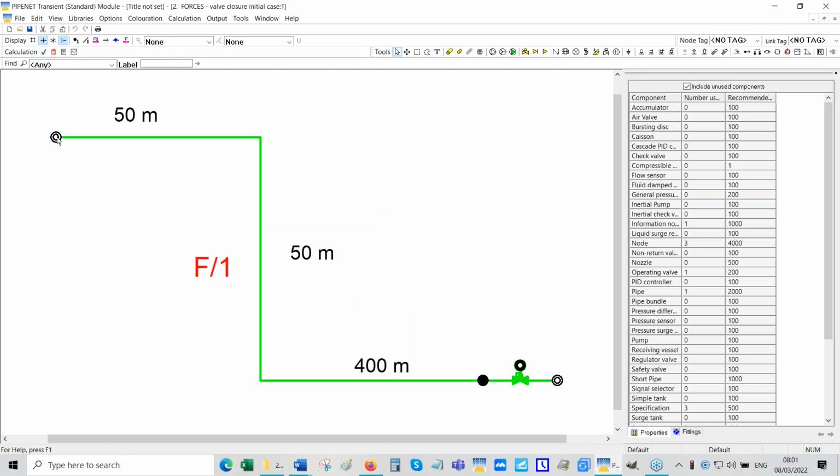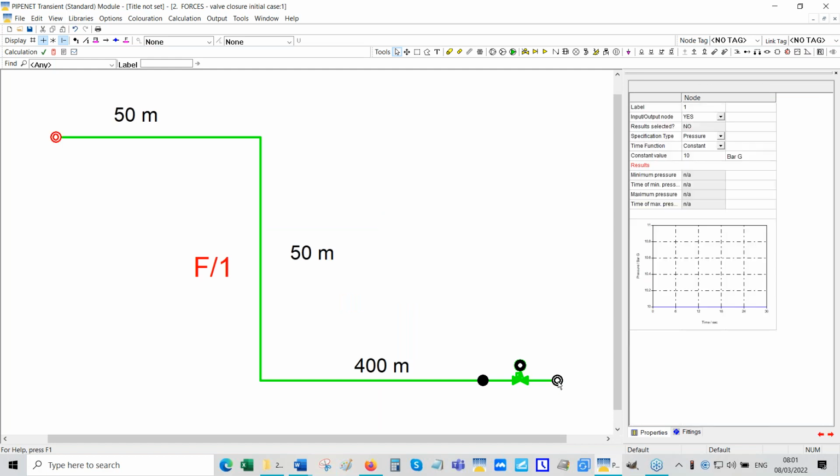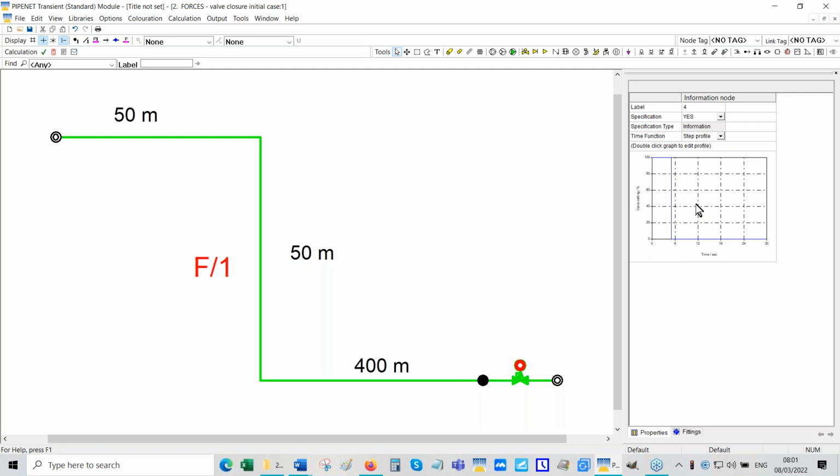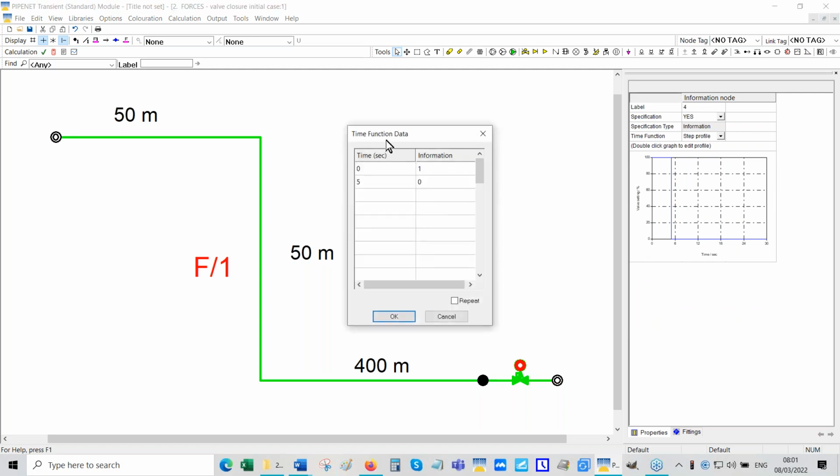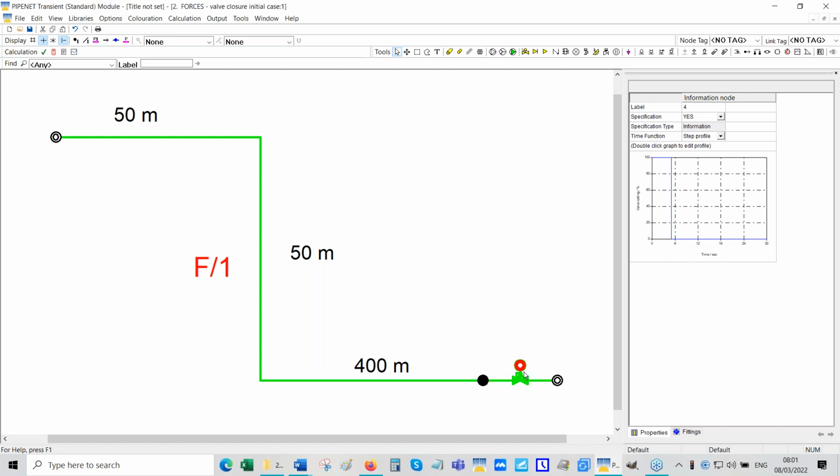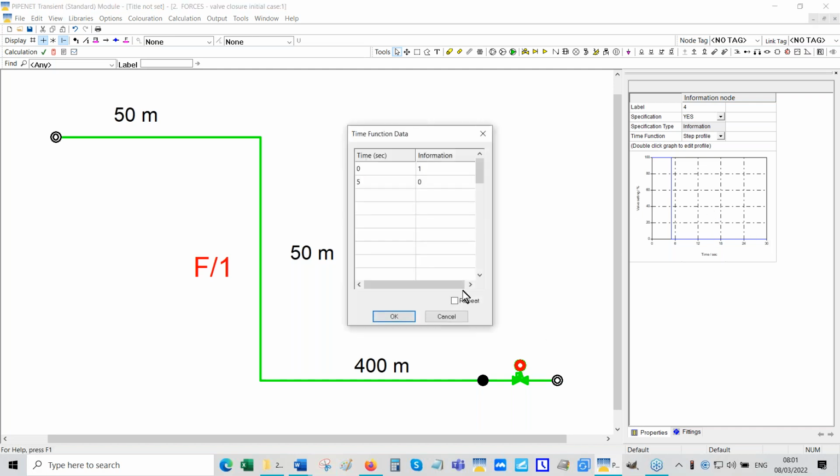It's the same network, 10, 0. The valve closure pattern is different. I'm using a step function. What this means is the valve remains at 1, in other words, fully open until 5 seconds, because at 5 seconds, I'm saying that it's changing its position from 1 to 0. So it's an instantaneous valve closure. That's what I'm considering here. And do remember that the closure takes place at 5 seconds.